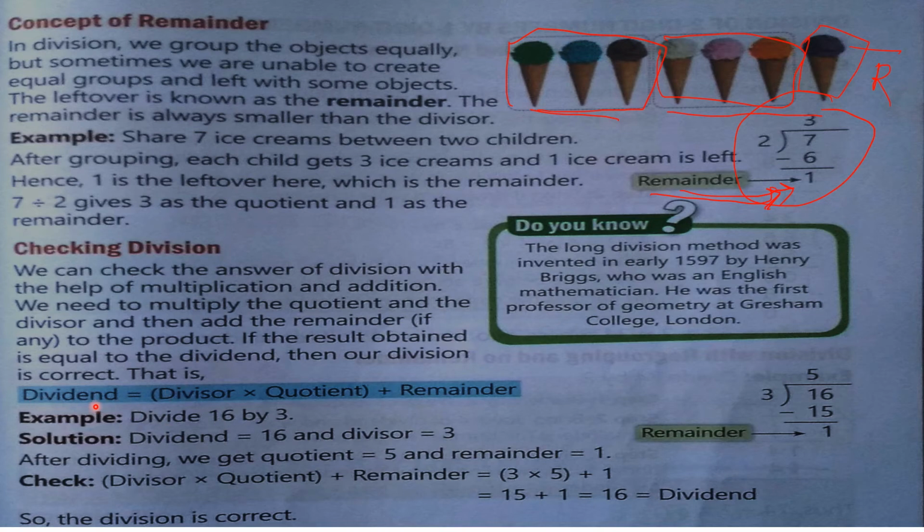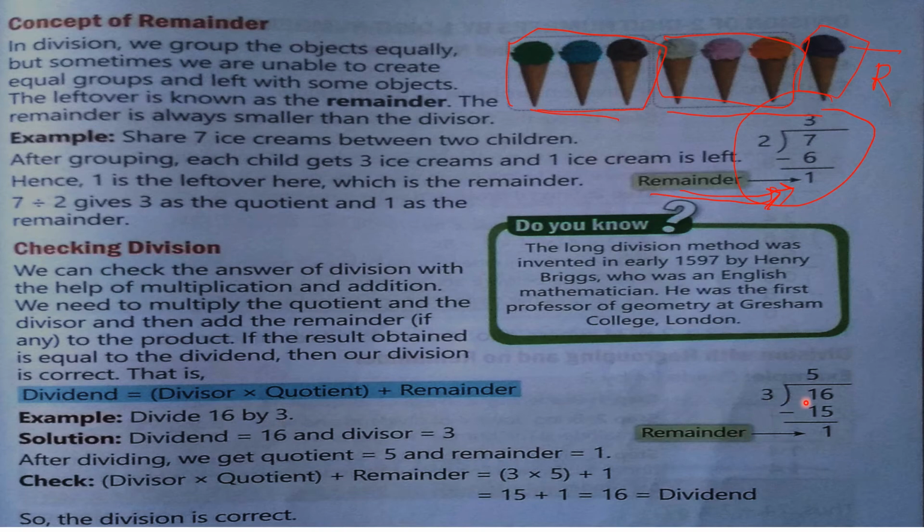So this is the formula: dividend equals divisor multiplied by quotient plus remainder. Now, 16 divided by 3. So first we will do the division here.